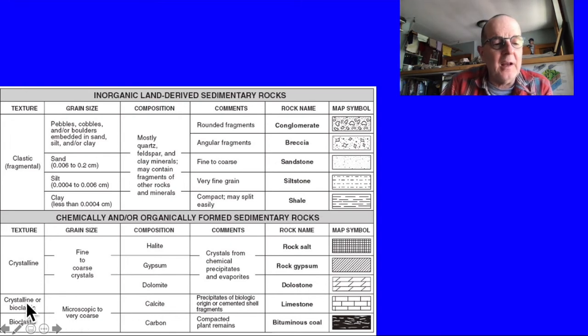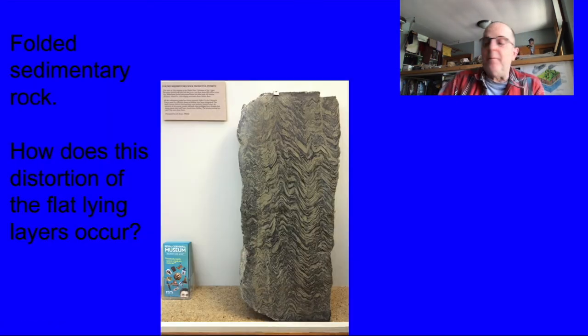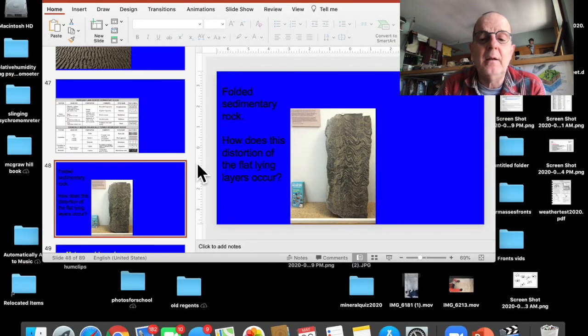Our last two would be crystalline or bioclastic. Microscopic to very coarse would be calcite. Precipitates of biological origin or cemented shell fragments would be called bioclastic. Limestone is your rock, and a brick wall is the symbol. Finally, coal, completely bioclastic. This is organic, compacted plant remains, bituminous coal. And then with that, we will finish and be done with sedimentary rock. Stopping my little timer, and we will continue with metamorphic.